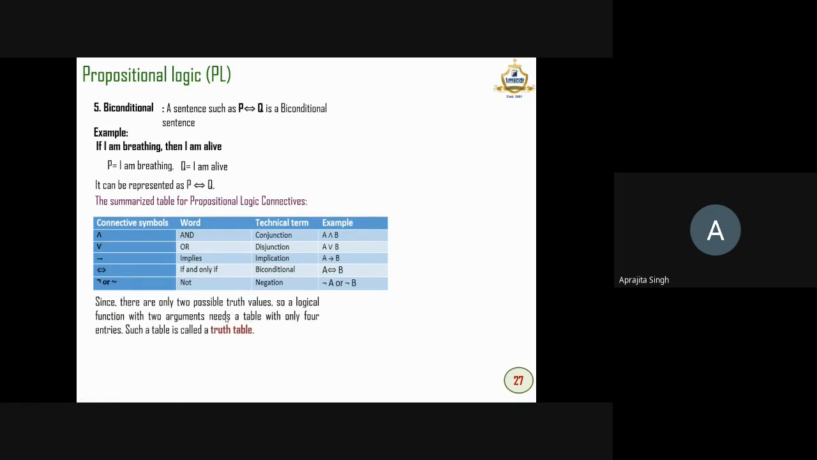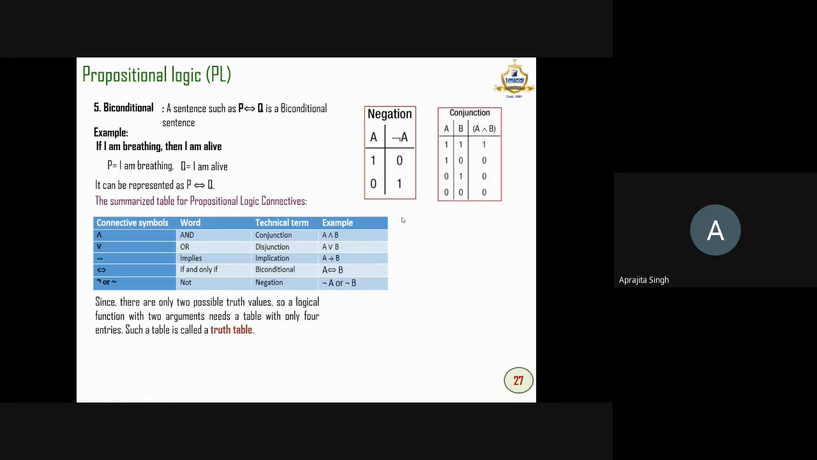Since there are only two possible truth values, a logical function with two arguments needs a table with 4 entries. So if you know that there is only one variable, then how would the truth table look like? If the variable is A, then A can take what values? 0 and 1. So negation of A is 0 and 1. And if there are two variables, then four combinations are possible. इसी तरह से if there are 3 variables, 8 combinations are possible.